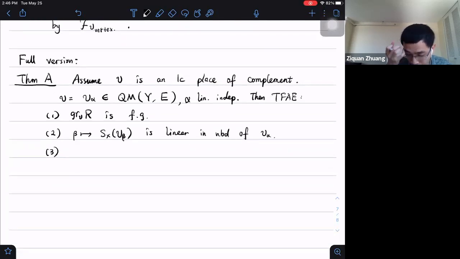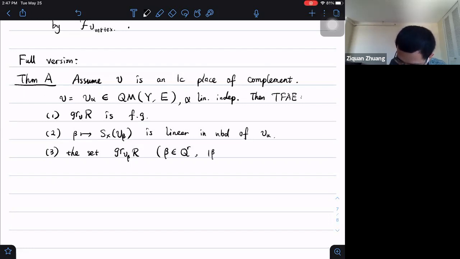so ideally you might want to write this graded algebra stays the same when you perturb the weight. But actually you can weaken this condition. So the only thing you need is that when you look at this set of graded algebras where beta now is rational, so it gives you a divisorial valuation, and it's sufficiently close to the weight alpha.